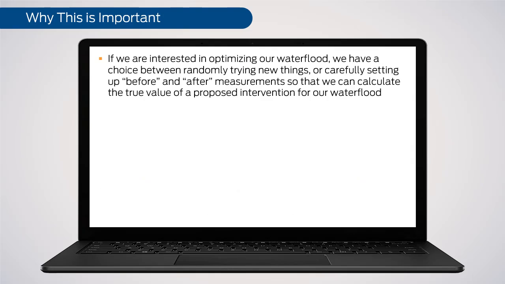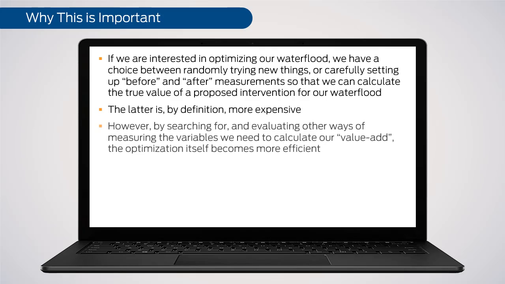If we are interested in optimizing our waterflood, we have a choice between randomly trying new things or carefully setting up before and after measurements so that we can calculate the true value of a proposed intervention for our waterflood. The latter is, by definition, more expensive. However, by searching for and evaluating other ways of measuring the variables we need to calculate our value add, the optimization itself becomes more efficient.